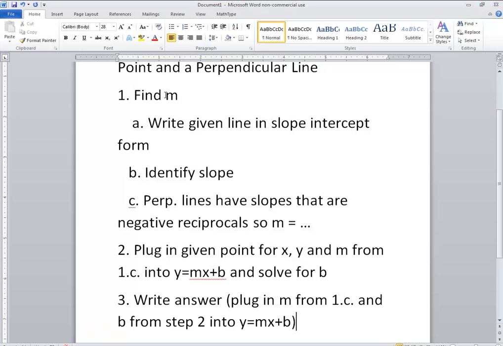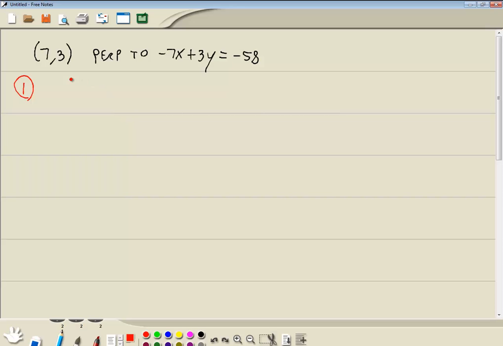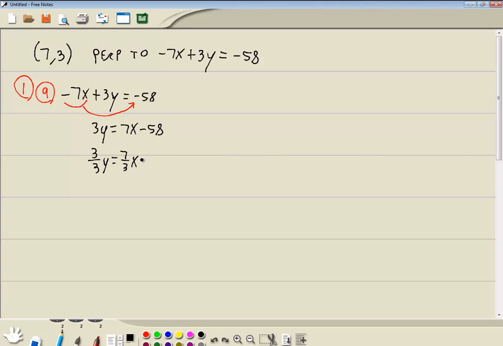Step 1, find m. First substep within that, write the given line in slope-intercept form. So 1a, we're going to take the given line, negative 7x plus 3y equals negative 58, and write it in slope-intercept form. Slope-intercept form means you get y by itself. To begin with, we'll take this negative 7x and move it to the right side. So we get 3y is equal to 7x minus 58. Remember, you take anything across equals, your sign changes, so the negative 7x becomes a positive 7x. Then we divide everything by the number in front of our y. So we'll divide everything by 3. And that gives us y is equal to 7/3 x minus 58 over 3.